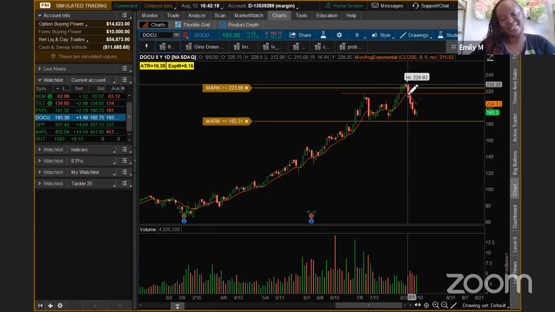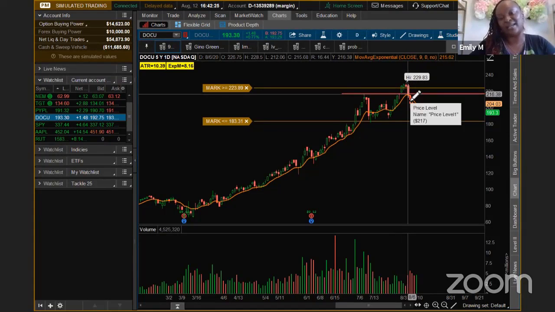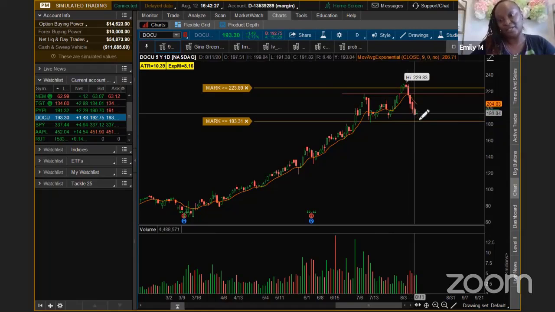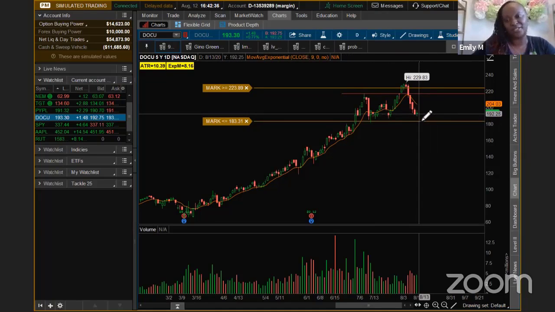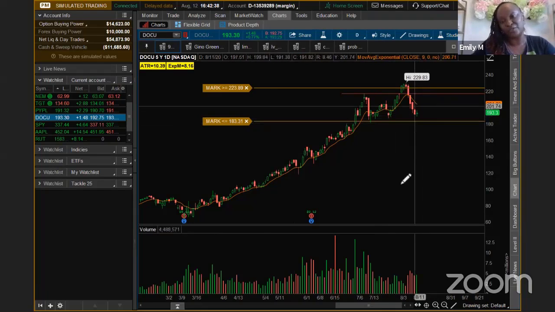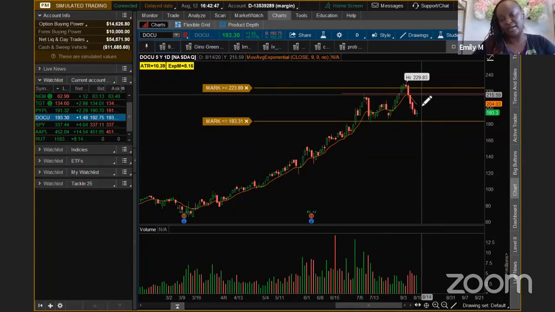So hopefully whoever was in DocuSign moved up their stop and took some profit off the table, because this is exactly what happened after it broke that 9 EMA. It validated and it's just been coming down. Now it's coming back down to this old support level and slowing down. We had a small doji candle here today, so hopefully we start to see a reversal pattern, but it could also be forming a head and shoulders. Until it goes back above the 9 EMA, I'm not trading DocuSign on a bullish trend.